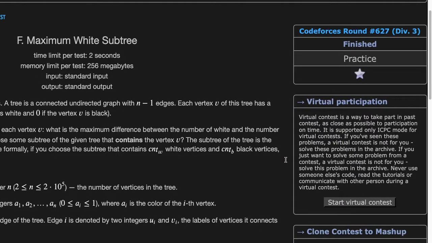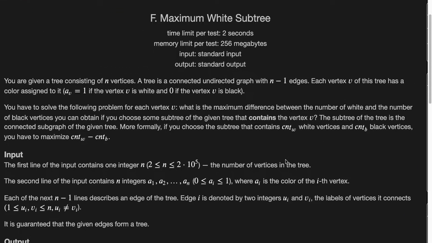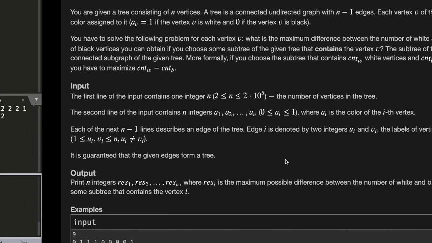First round 627 div 3f. This is a question on DP on trees. We'll be using a technique called in-out DP to solve this problem. This is the problem statement.